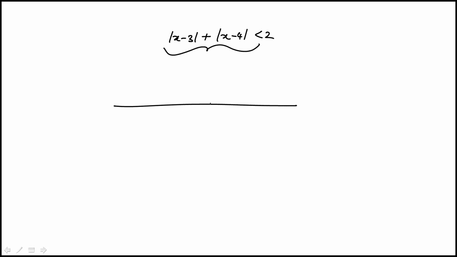So I've seen this type of inequality before, and that's what made it easier for me to visualize this geometrically. So that's kind of how I approached it. So if, let's say, this is 3, this is 4, well, the distance is 1 unit. Absolute value x minus 3 is the distance between point x and 3.